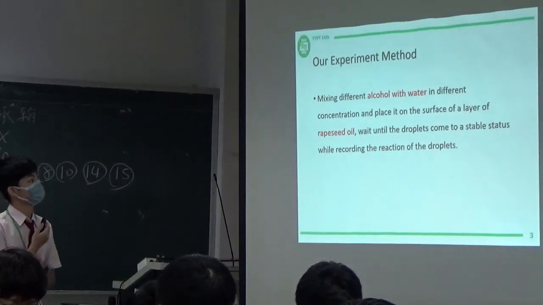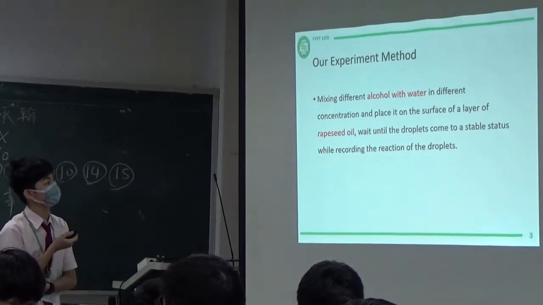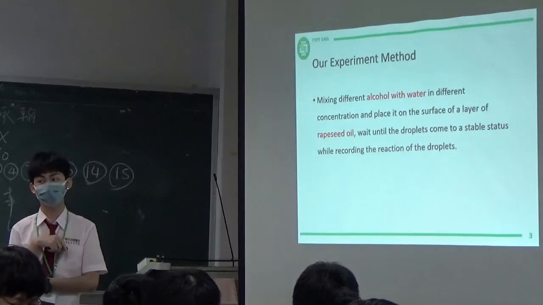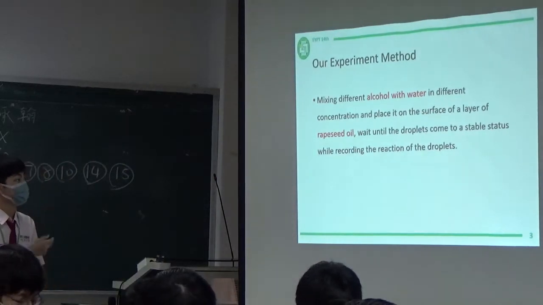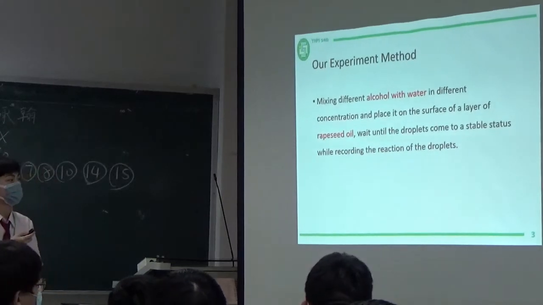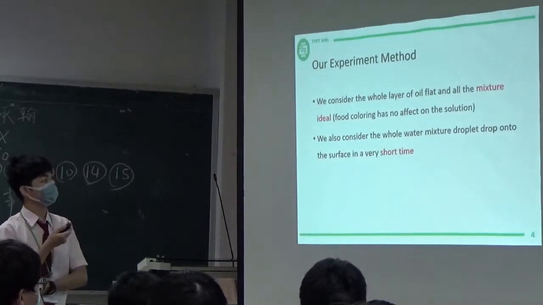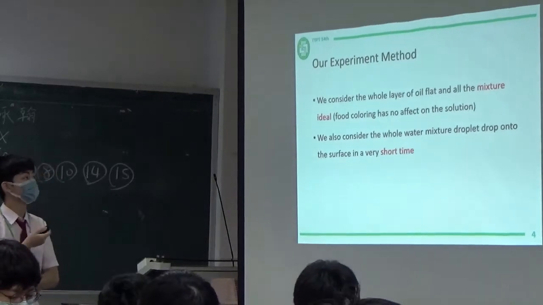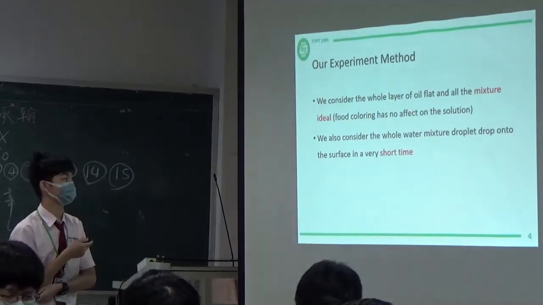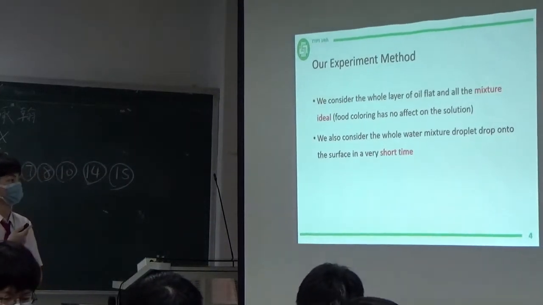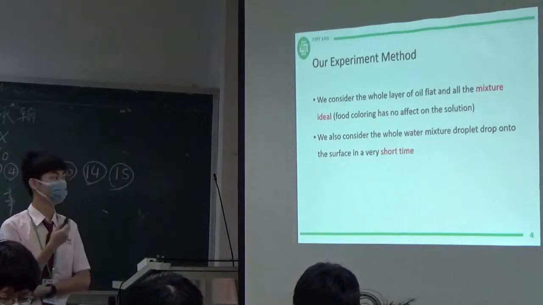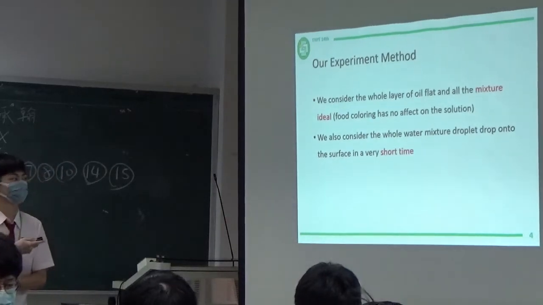For our experiment method, we mix different alcohols with water, like in the problem statement, in different concentrations, and we place it on the surface of a layer of rapeseed oil, which is hydrophobic. We wait until the droplets come to a stable status while recording the reaction of the droplets. We consider the whole layer of oil flat here, and all the mixtures ideal, and the food coloring we add to observe does not affect the solution. We also consider that the whole water mixture droplet drops onto the surface in a very short time, though we couldn't manage to drop all the mixture in just a split second.